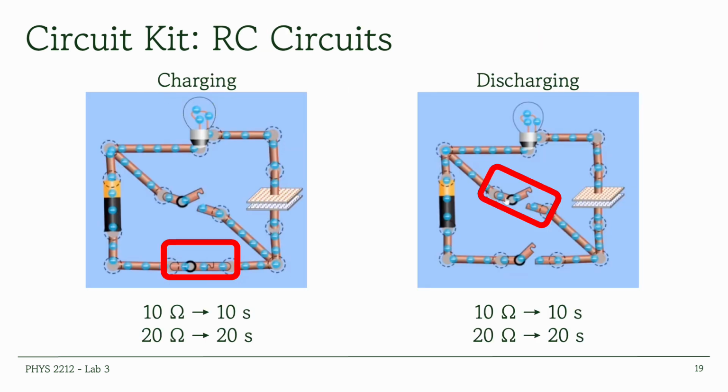So now moving into the RC component of the lab, we were able to simulate both a charging and discharging circuit, where it took the 10 ohm resistor 10 seconds to charge and discharge, and the 20 ohm resistor 20 seconds to charge and discharge.